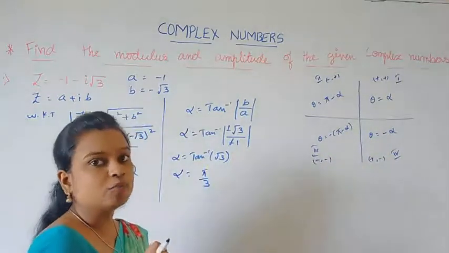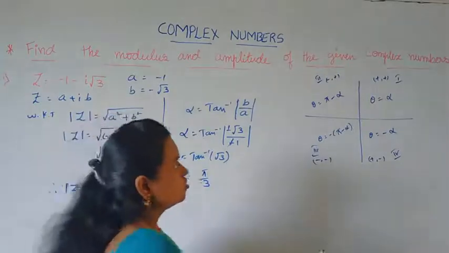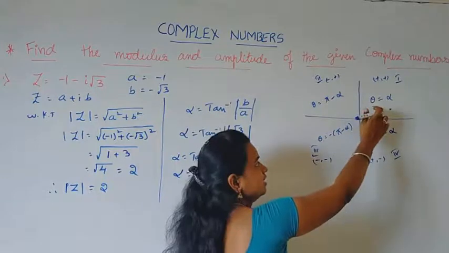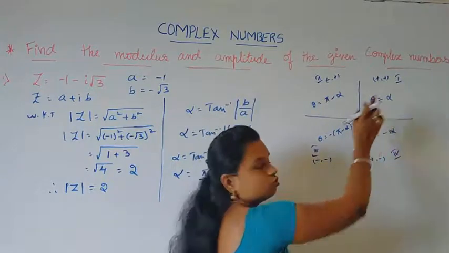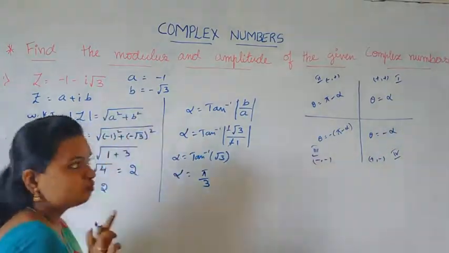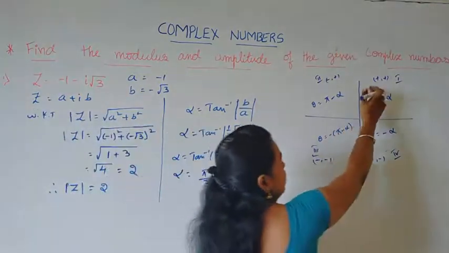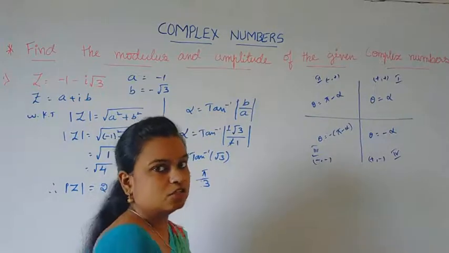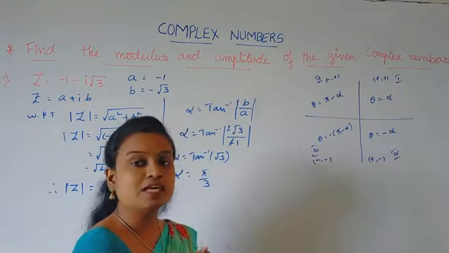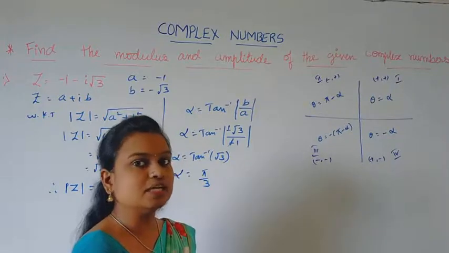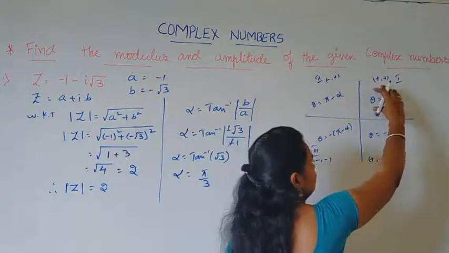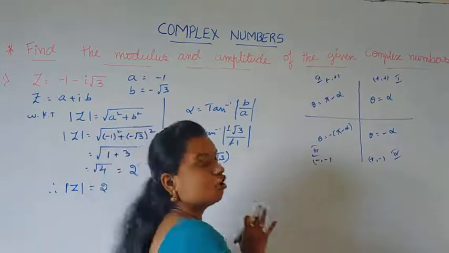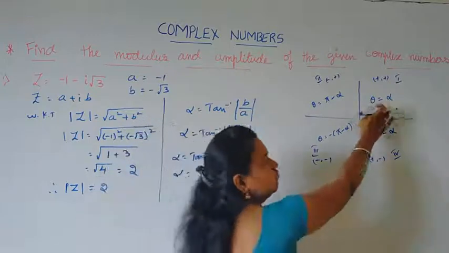To find the argument or amplitude, if the given complex number lies in the first quadrant, then the argument theta is equal to alpha itself. First quadrant means both x and y, or real and imaginary parts, must be positive. So if both real and imaginary parts are positive, that complex number must lie in the first quadrant. For that complex number, the argument or amplitude is alpha itself.